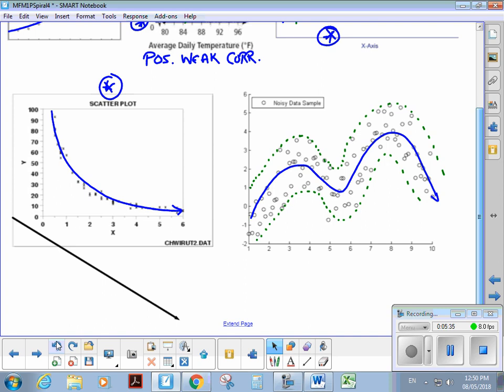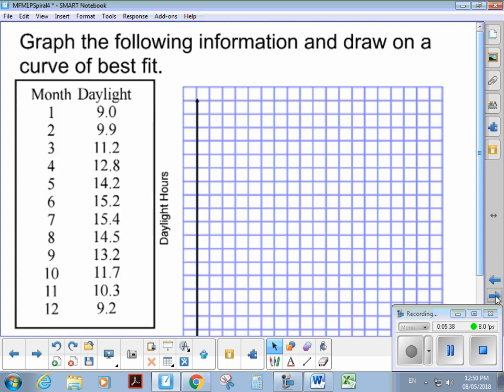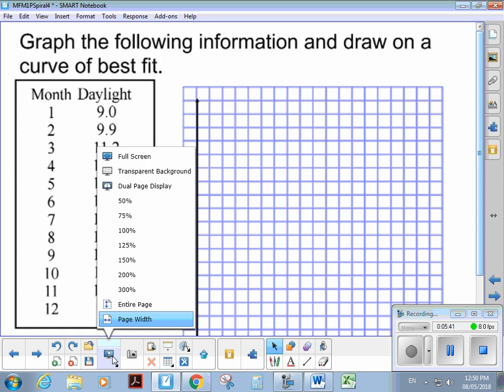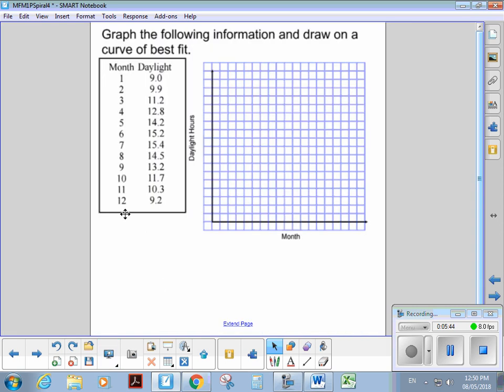All right. As we continue on, I've got a chart here, so let's zoom it back a little bit. Graph the following information and draw on the curve of best fit. So we have our months, so we'll go through and do this quickly. 0, 1, 2, 3, 4, and so on and so forth. Going up, I got a max here of 15, so I'm going to go every square is 1. Let's keep it easy. So the first one's at 1 and 9. 1, 2, 3, 4, 5, 6, 7, 8, 9. Let's call that 10. So 1 and 9 right there.